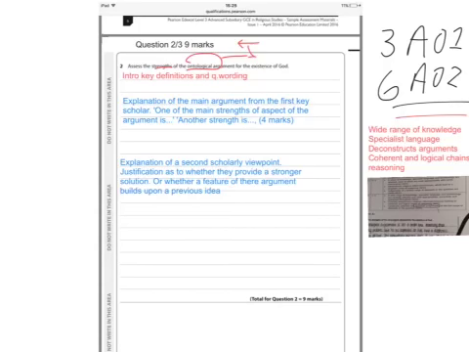It might sound like a simple change, but it's a very important one. It means you're dealing with the question that the examiner is asking you.